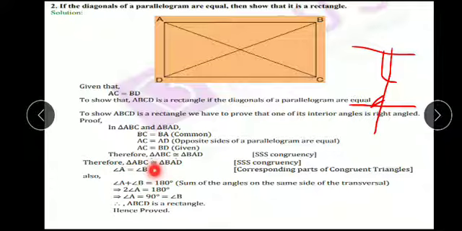Now angle A is equal to angle B, so in place of angle B we can write angle A. Angle A plus angle A, twice angle A, equals 180. So angle A is 180 by 2, which is 90 degrees. So angle A is 90 degrees, and B is also 90 degrees. As I told you earlier, if any interior angle is 90 degrees, this parallelogram is a rectangle. So all the angles are 90 degrees, and we can say that the parallelogram ABCD is a rectangle.